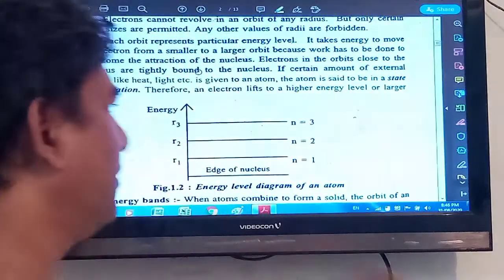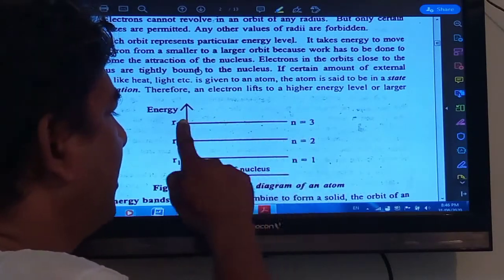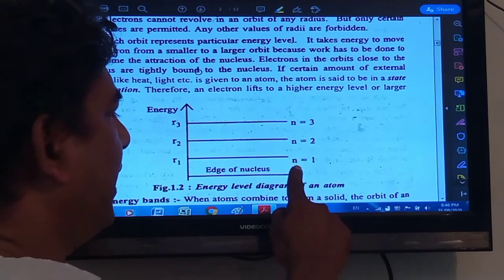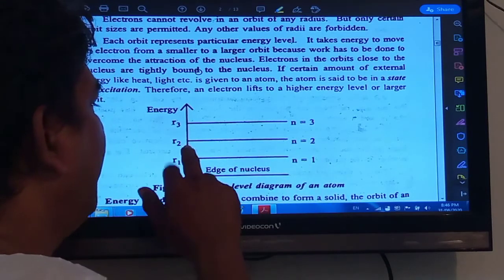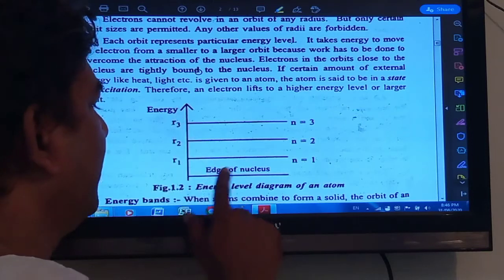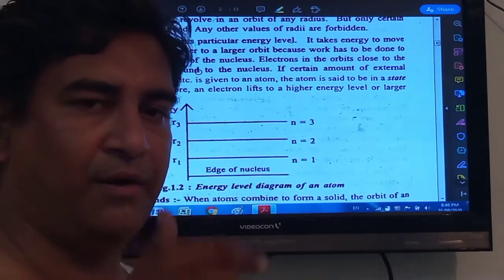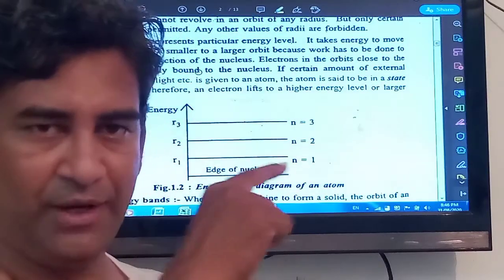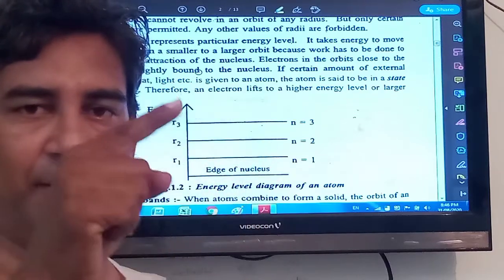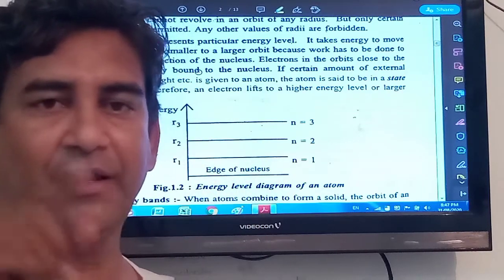In this energy level diagram, there is the first, second and third number. Here n is equal to 1, n is equal to 2, n is equal to 3. The different radii r1, r2 and r3 have been given. The edge of the nucleus has been given to you. The different numbers mean the first, second, third and fourth orbit. We make one straight line, and that straight line indicates the different energy levels of an atom.